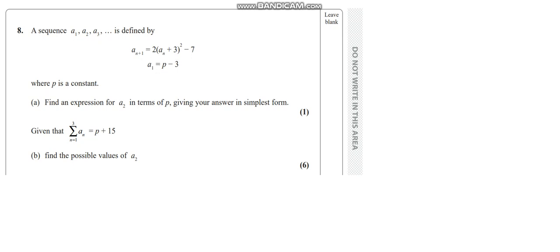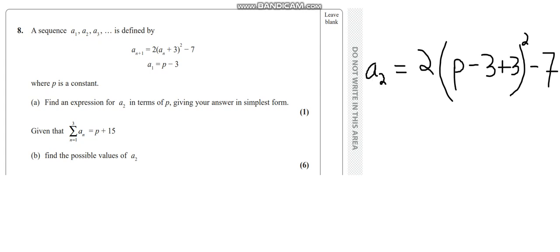So in the place of a(n), I'll plug in p − 3 and write it down. There you go: 2 into (p − 3 + 3) whole squared minus 7. And you can see that I have p − 3 and plus 3, so minus 3 plus 3 cancels out, and we are left with 2 into p whole squared minus 7. Simplifying it, 2p² − 7, and that's our final value of a2.